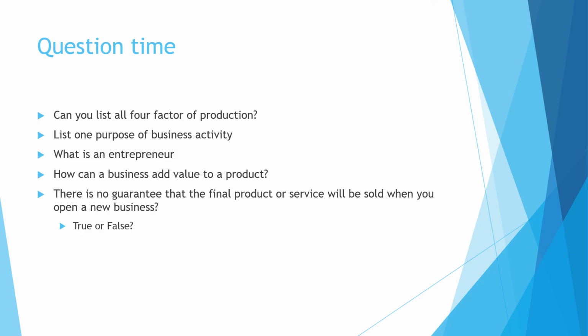My question number 1 to you is, can you list all 4 factors of production that we talked about earlier? I know you can. Perfect. Question 2, list 1 purpose of business activity. Question 3, what is an entrepreneur? Can you give me a quick description? Question 4, how can a business add value to a product or service? Make sure you write that down. Question 5, there's no guarantee that the final product or service will be sold when you open a new business. Is that true or false? So I want you to answer these 5 questions.